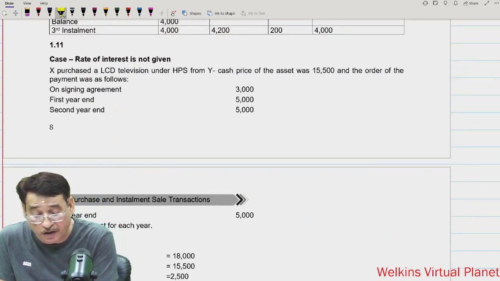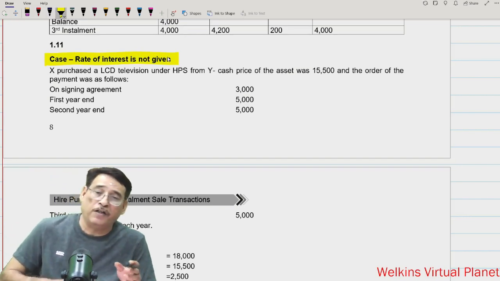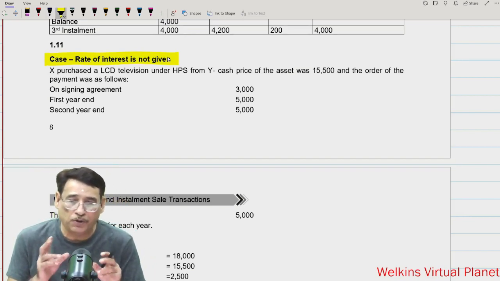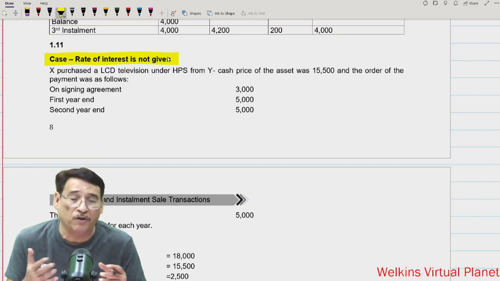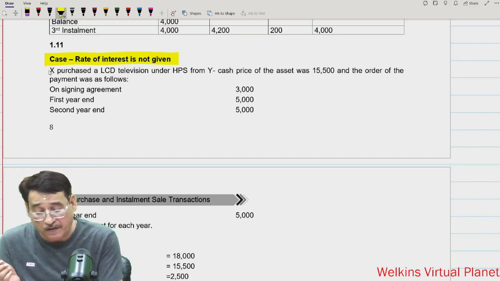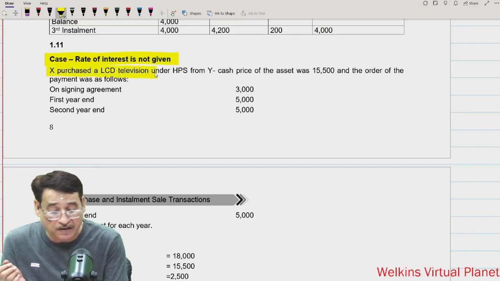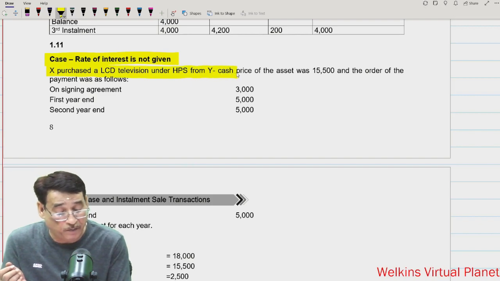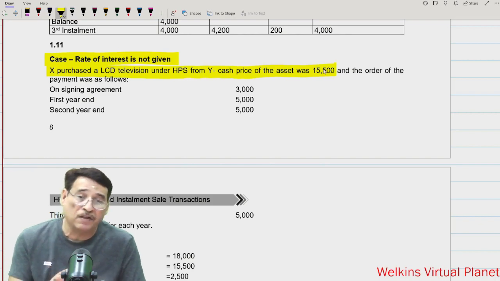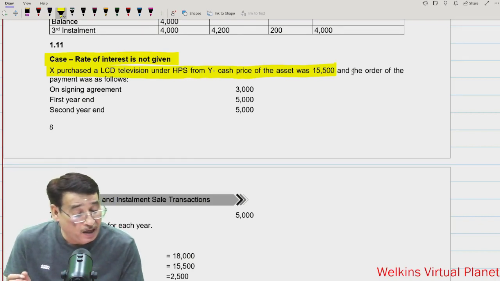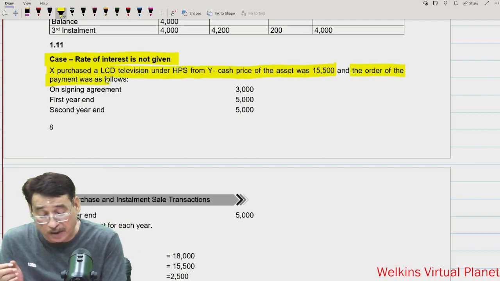Now we take the third method of computation of interest, when the rate of interest is not given. So far we have done two methods: gross installment method, and pure installment method. The third case is when the rate of interest is not given. Here it is given that X Limited purchased an LCD television under hire purchase from Y for a cash price of 15,500. And the order of the payment was as follows.